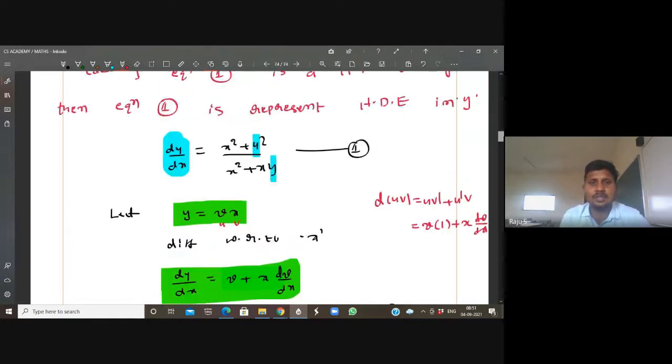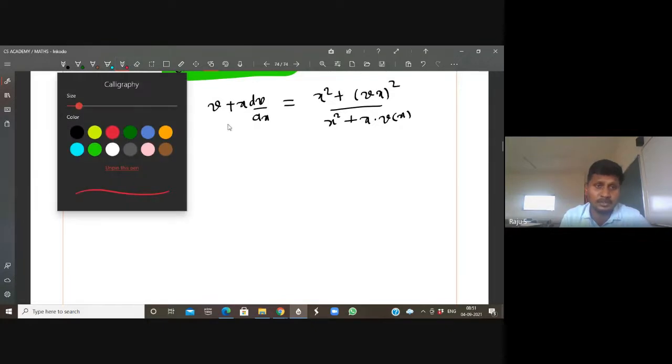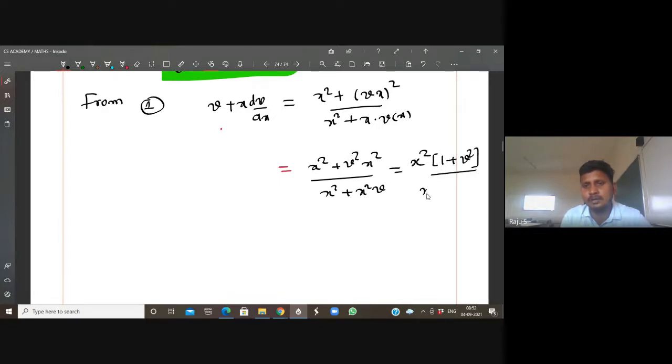Now I substituted. I told you that variable separable is important. In a homogeneous equation, without the variable separable method, we cannot solve. So what shall I do here? Right side is x square plus v square x square by x square plus x square into v. What is common here? x square is common. 1 plus v square by 1 plus v. Now x square gets cancelled.